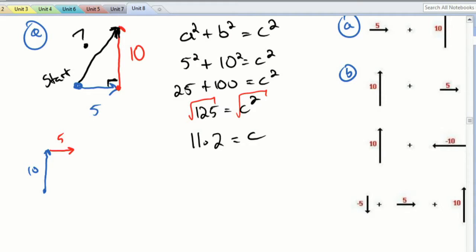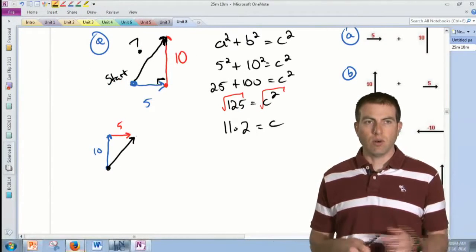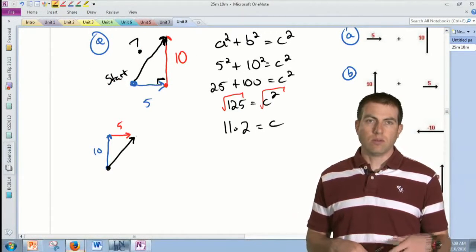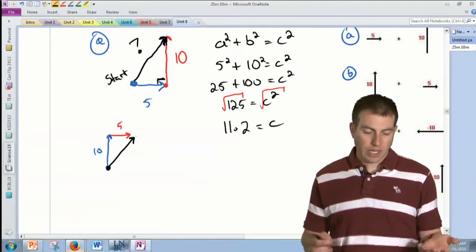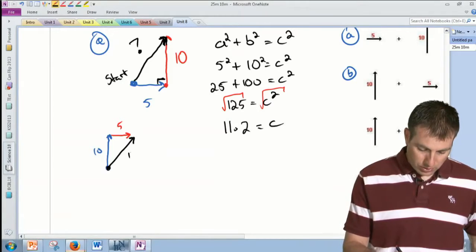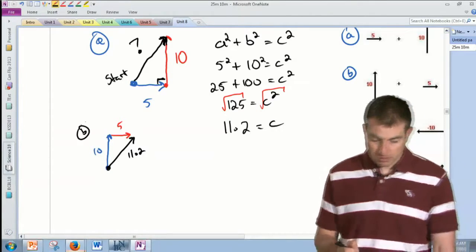And the resultant is exactly the same. It's kind of like if I told you, go forward 5 meters and then turn left, or if I say, hey, go left 5 meters and then go forward 10. You're going to end up at the same spot. So both these are the exact same. So that's A and B.